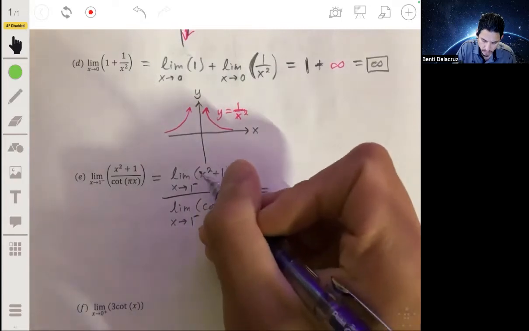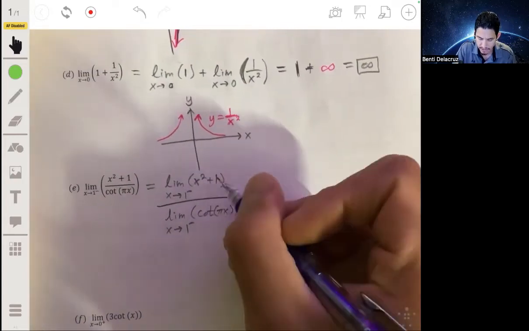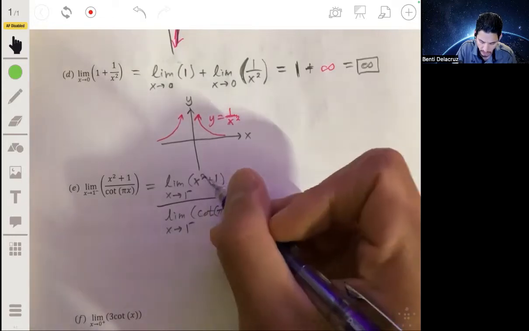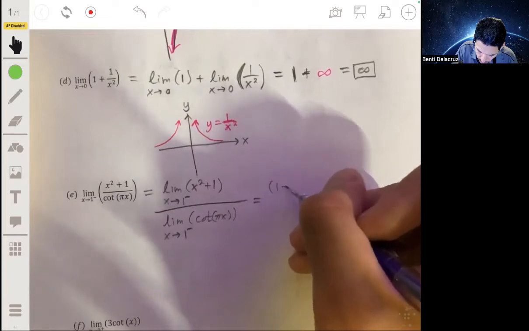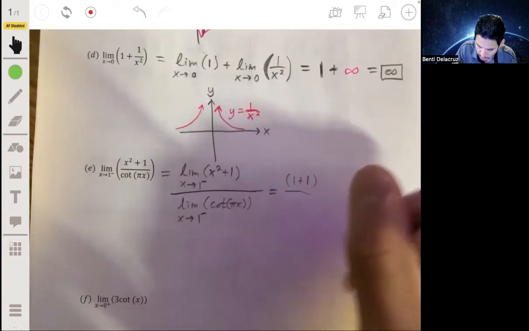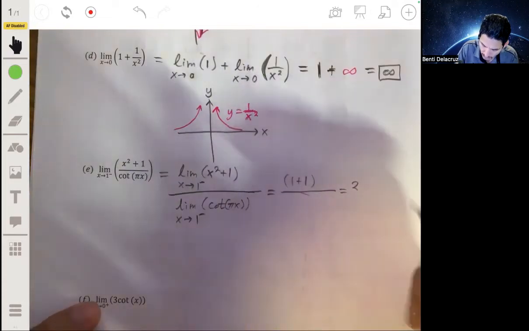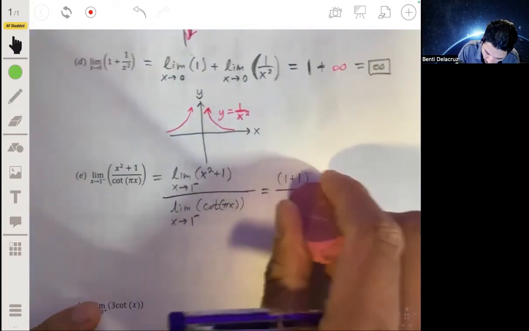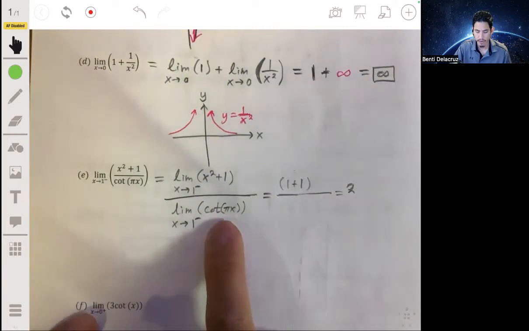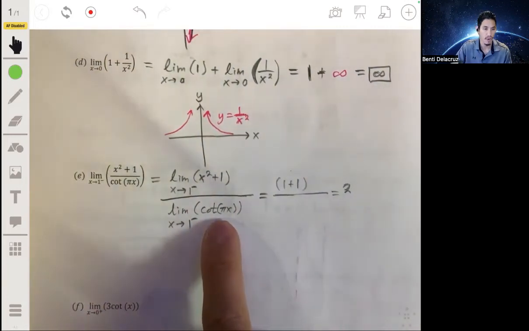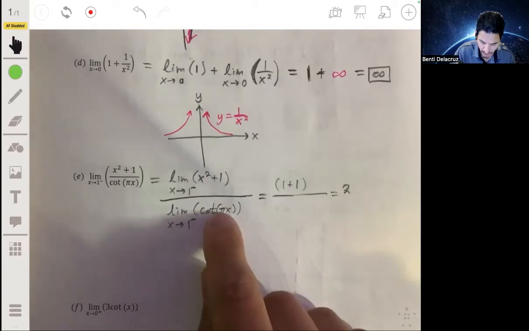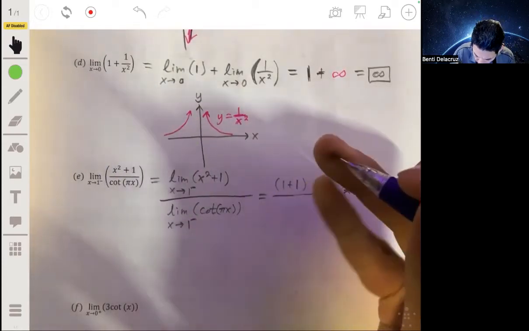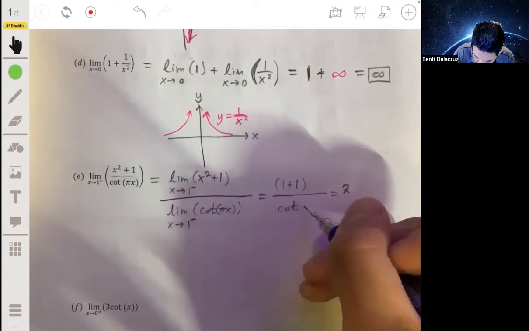Now, this is just a parabola, and here we could just use direct substitution. We could just plug in 1 for x, and we would get 1 plus 1, and we would get 2 on top. Now here, let's remember what the cotangent graph looks like, but let's also keep in mind that we're just plugging in 1 for x, so we're looking at essentially the cotangent of pi.